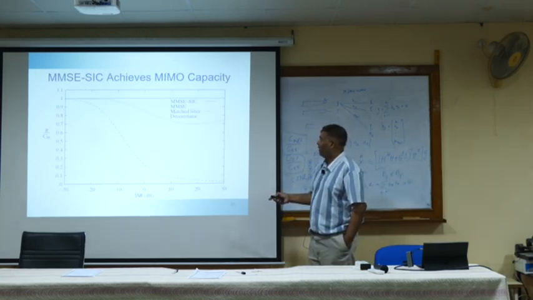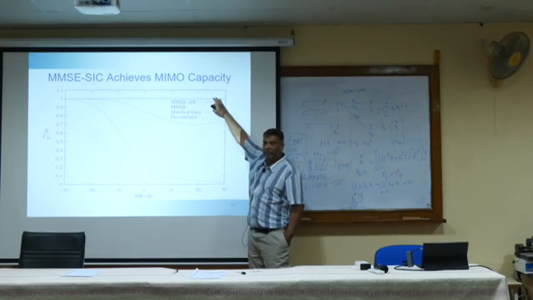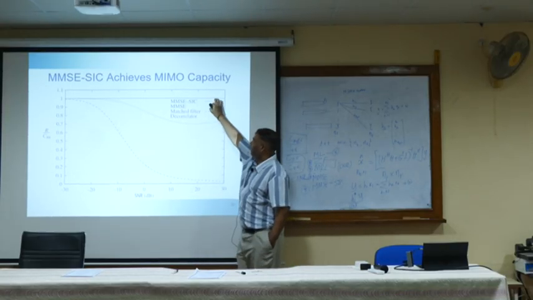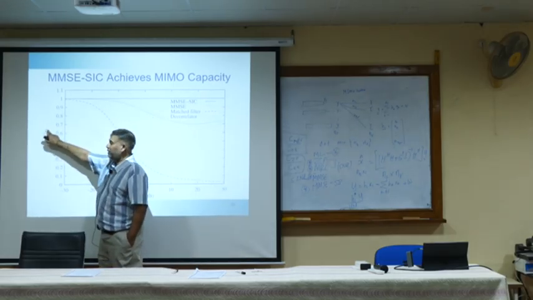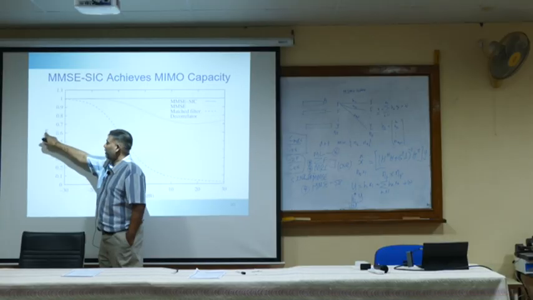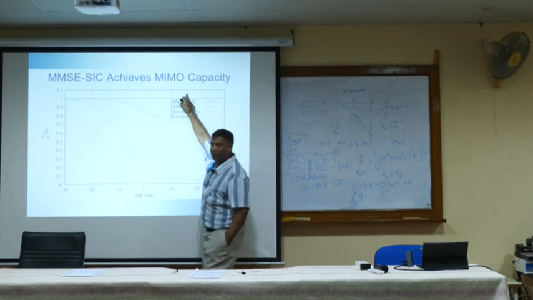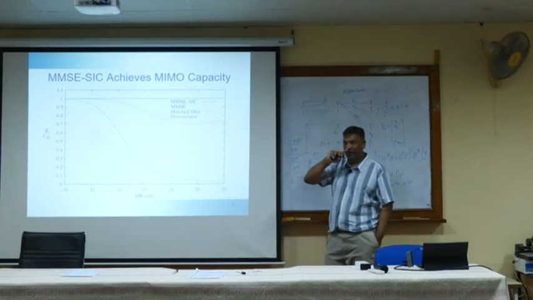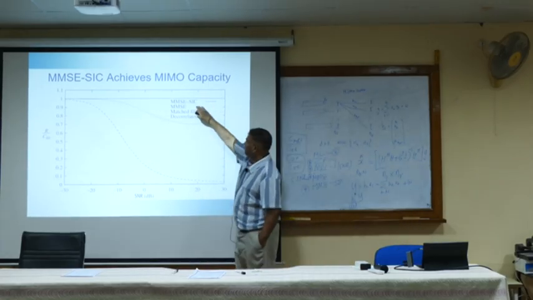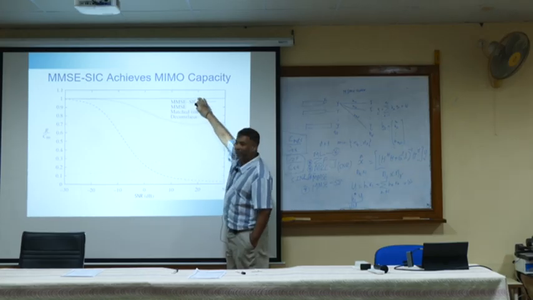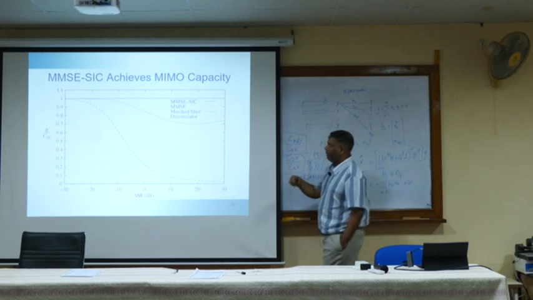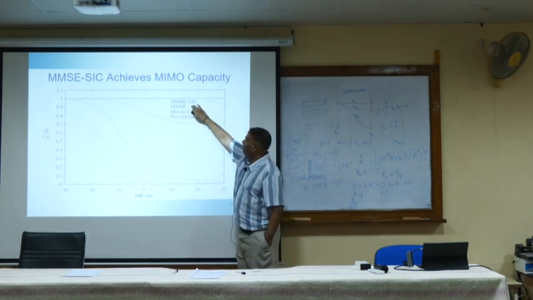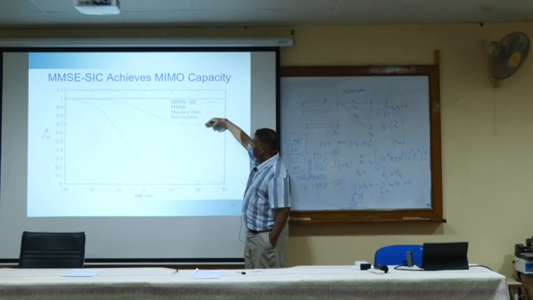That is what we show here. MMSE SIC is the best one. It achieves the capacity. This is the ratio of the MMSE SIC capacity divided by the channel capacity, so if it is 1, it achieves the capacity. And MMSE is the second best in performance. But as I said, SIC is a nonlinear receiver; we need to do successive interference cancellation. If you want a linear receiver, then you go with MMSE.